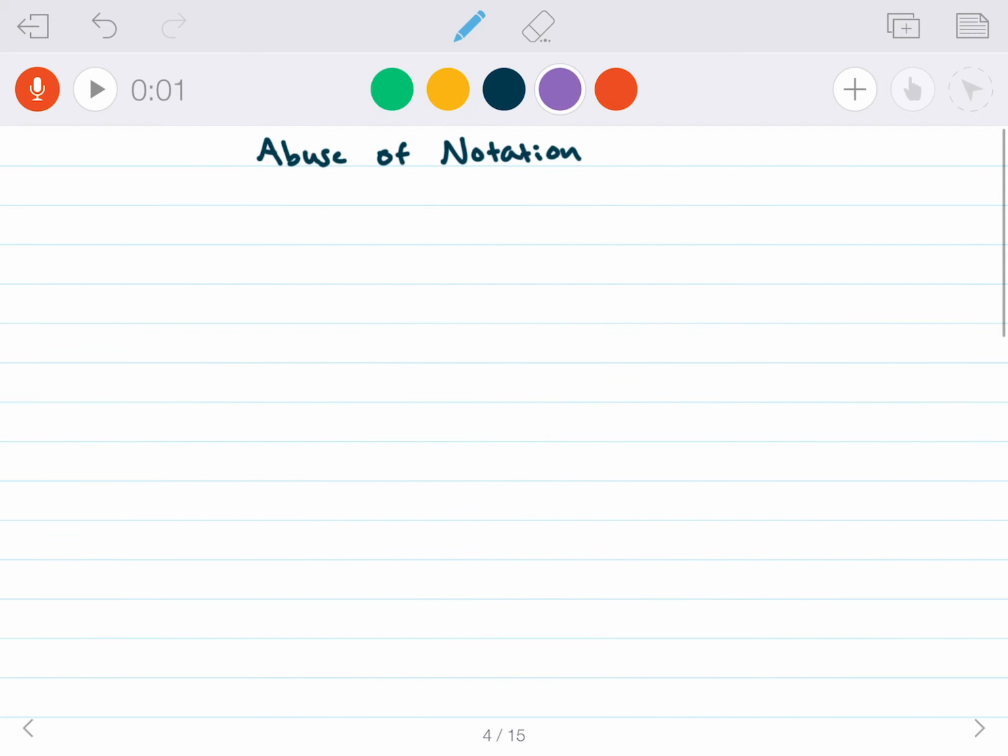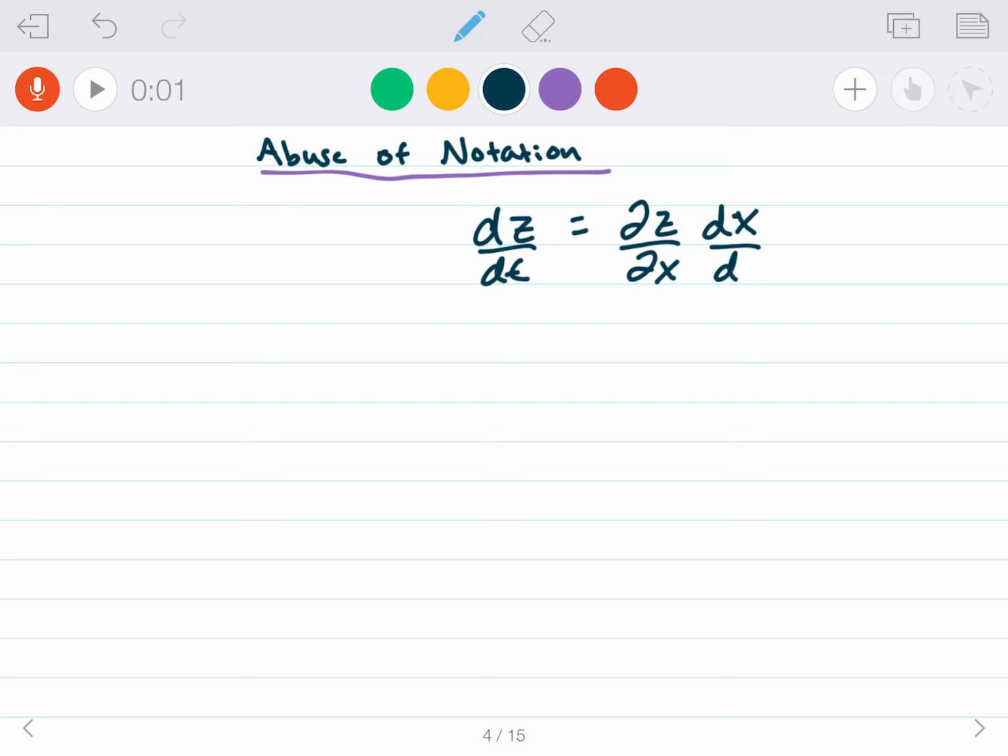So I'm going to explain what this means, abuse of notation. What I just showed you on the previous slide is the following. I said dz dt is equal to partial of z with respect to x times dx dt plus partial of z with respect to y dy dt.